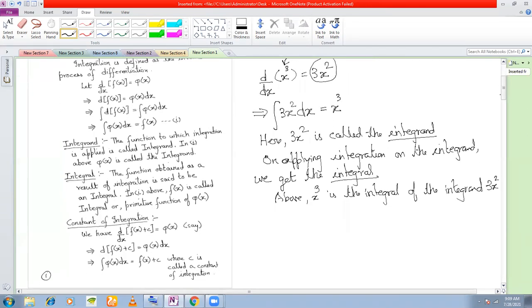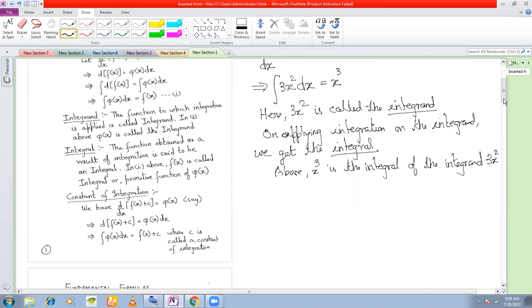Okay, so it is just the inverse process of differentiation. If you're differentiating, you're getting another function. So whatever function that you get, if you integrate, you'll get the function that you differentiated. Clear with this? Integral and integrand.